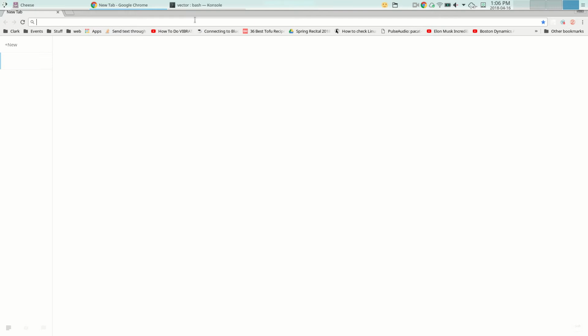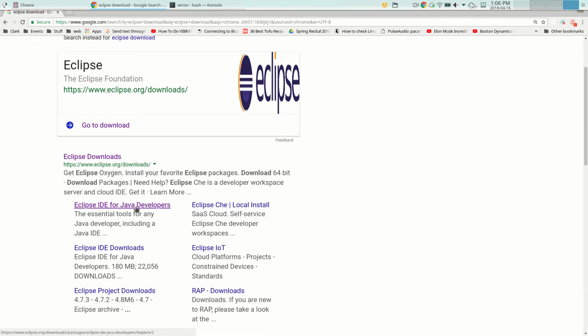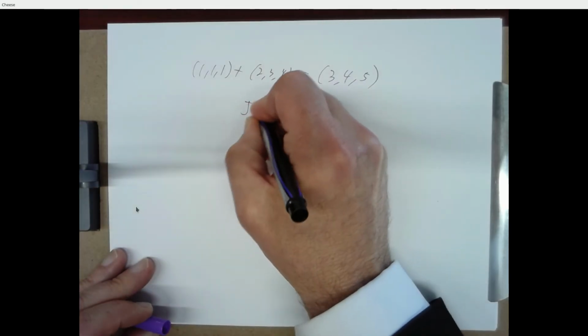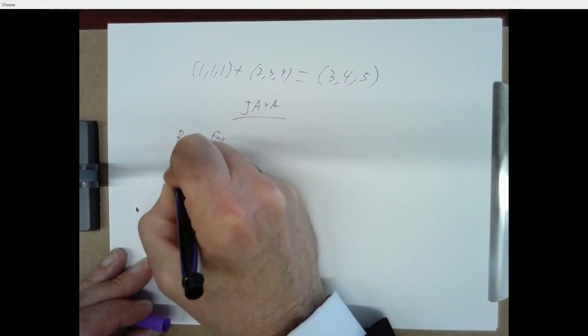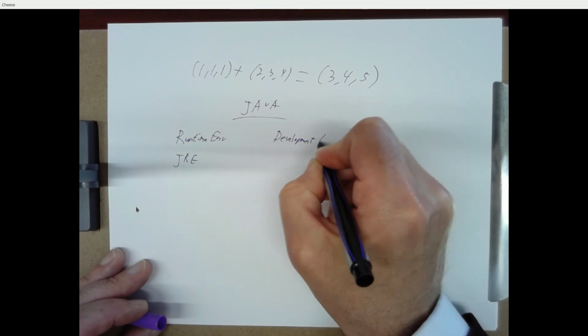So, let me mention Eclipse here, because you may want to get Eclipse going before Wednesday. So if you just search for Eclipse download, and get Eclipse IDE for Java developers, this is what we want, okay? There's two aspects of Java. There's the runtime environment, which is called JRE, and there's the development kit, which is JDK.